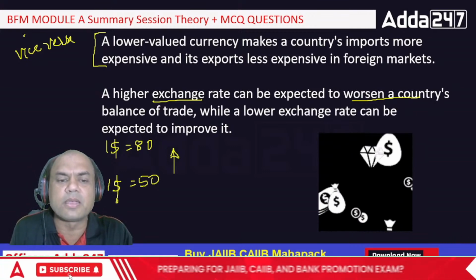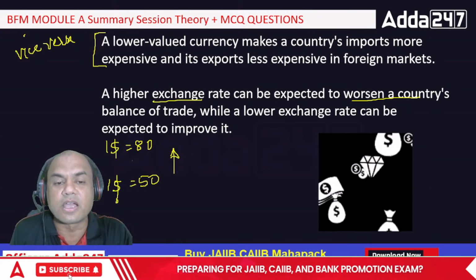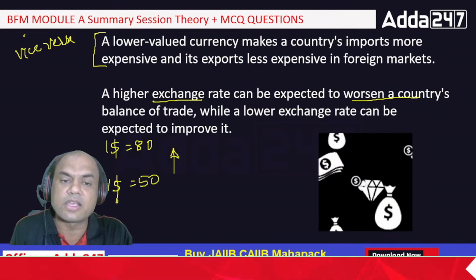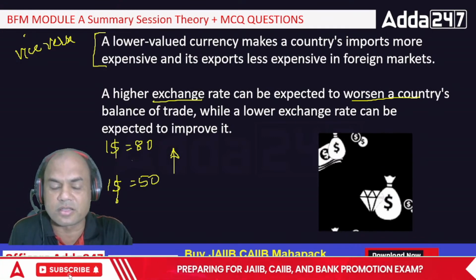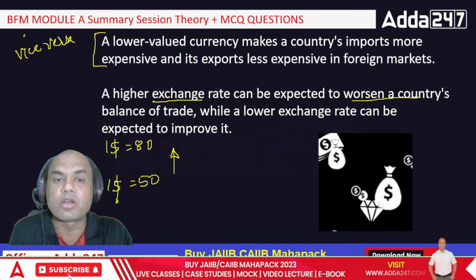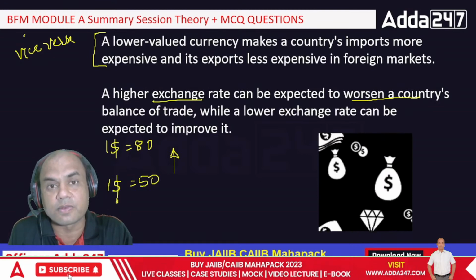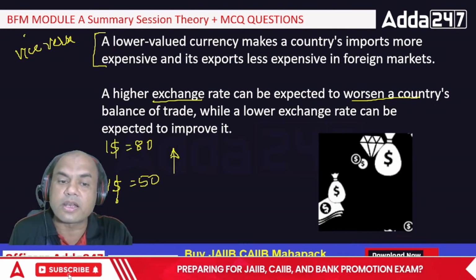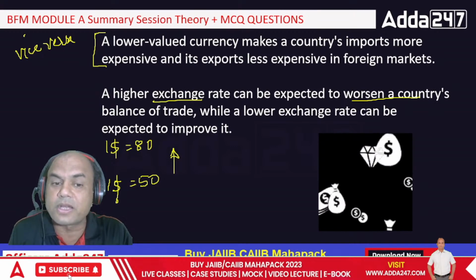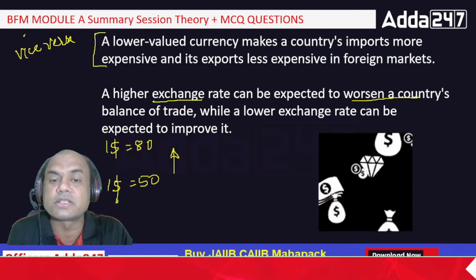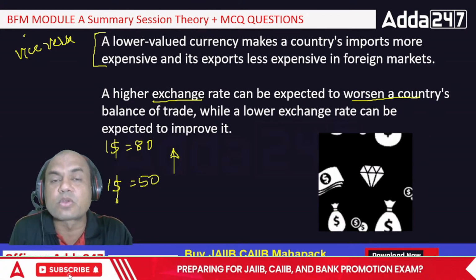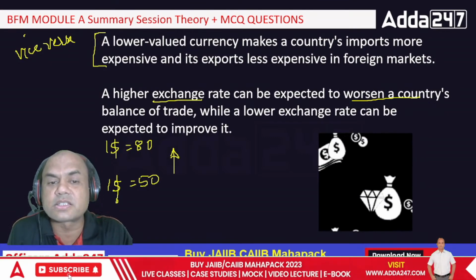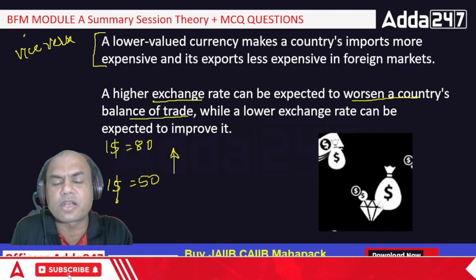Because if I am making the imports, I have to pay 80 rupees for $1. So my money is gone. Similarly, if I am making the export, I am getting a higher amount over here. But always remember, in developing countries like India, we are an import-oriented economy. So as the dollar appreciates or rupee depreciates, 50 to 80, it means rupee is depreciating. So higher exchange rate means rupee is depreciating, and it can be expected to worsen the country's balance of trade. Obviously, balance of trade will be affected.